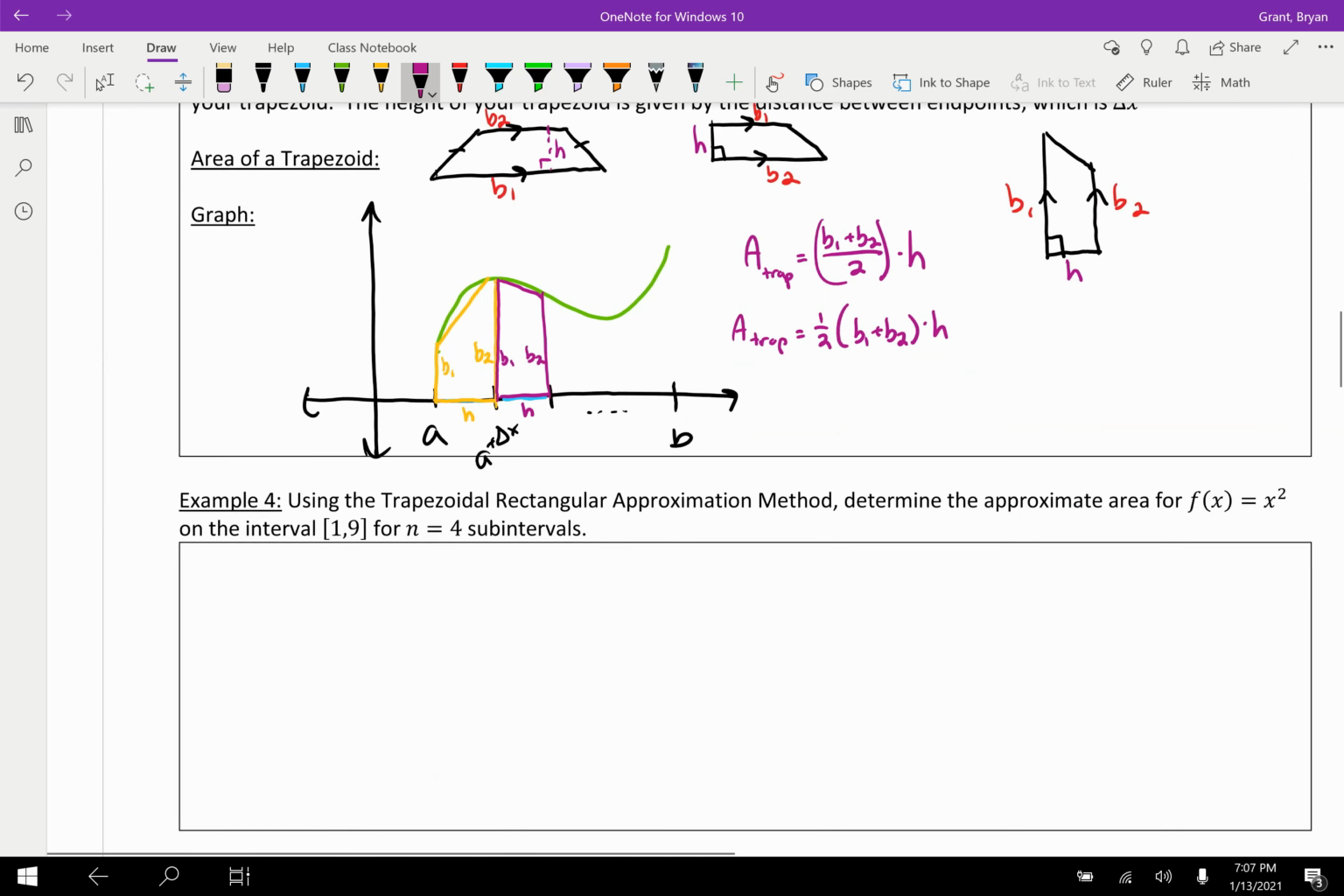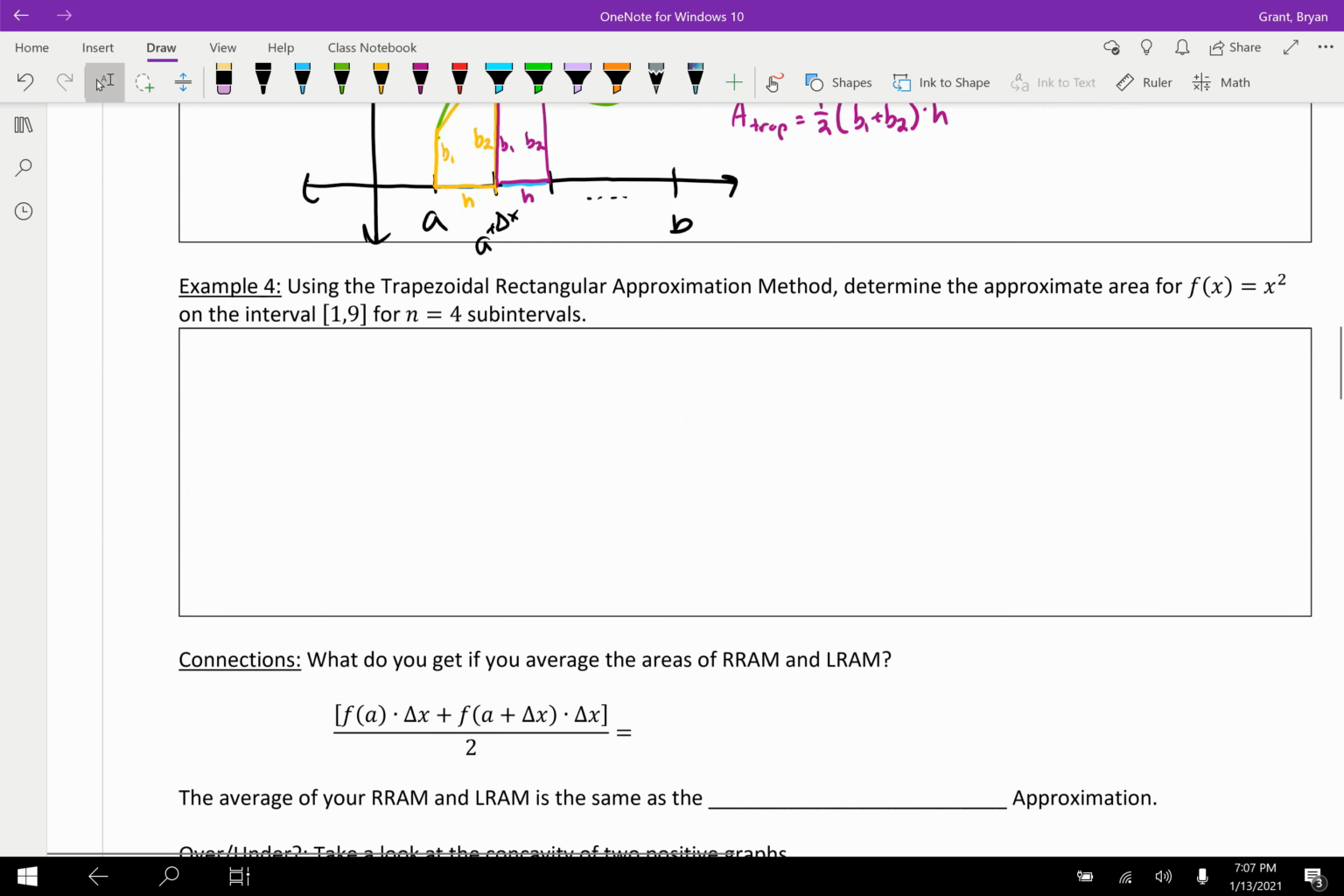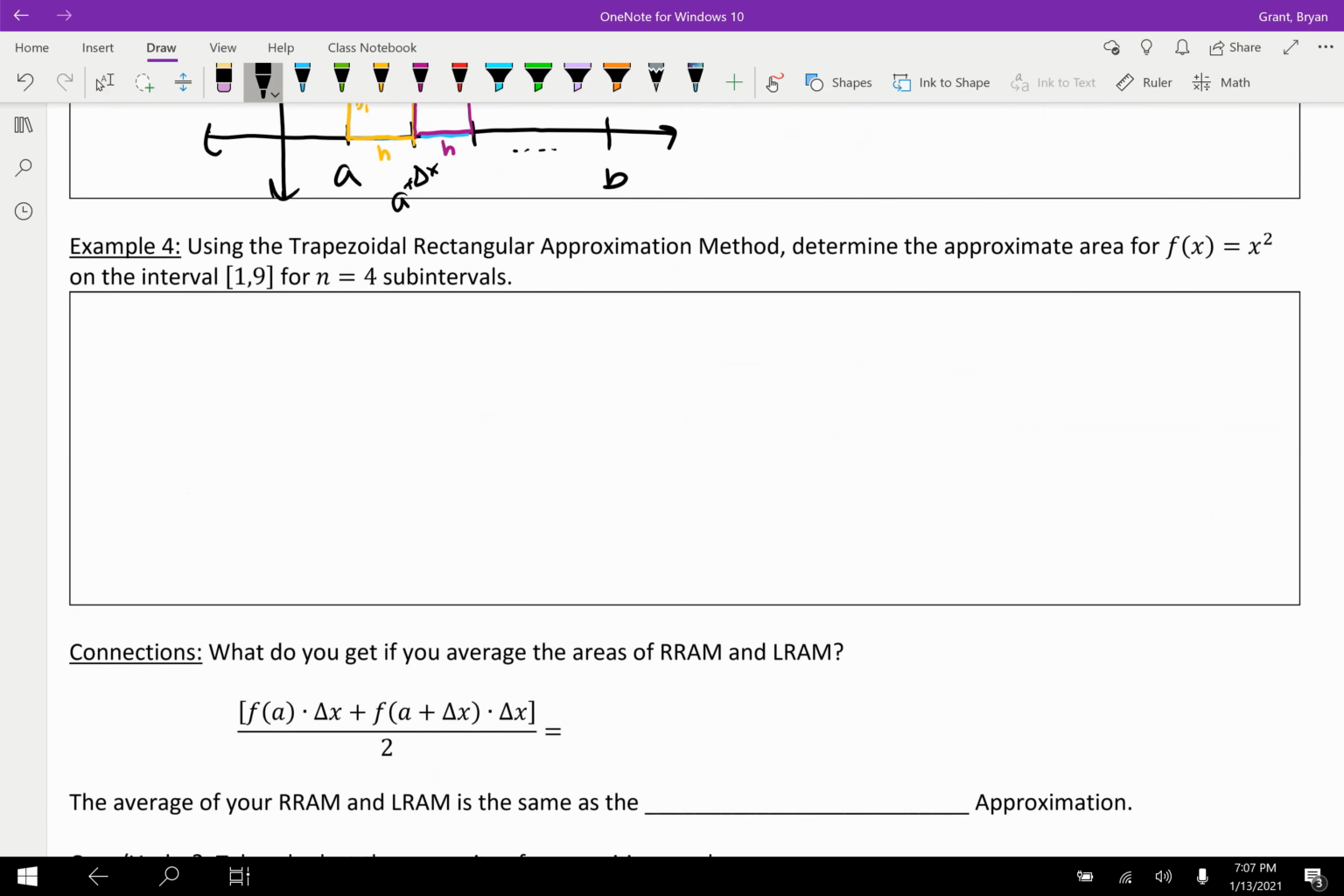All right, our last example for the day. Using our trapezoidal rectangular approximation method, determine the approximate area for f of x equals x squared on the interval 1 to 9. Oh, we've picked up our interval this time. Okay, I think we'll be all right.